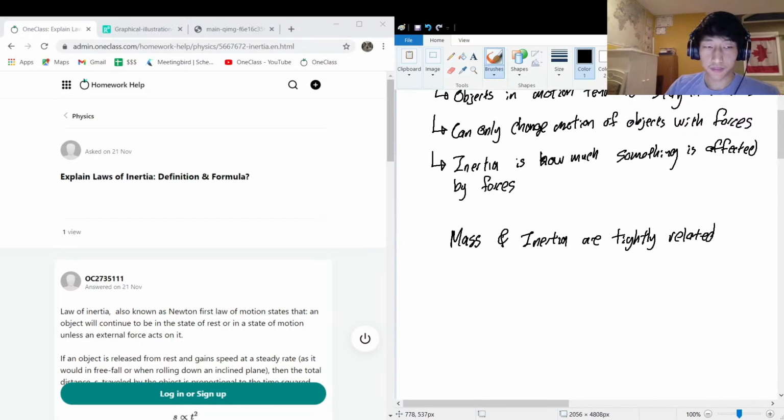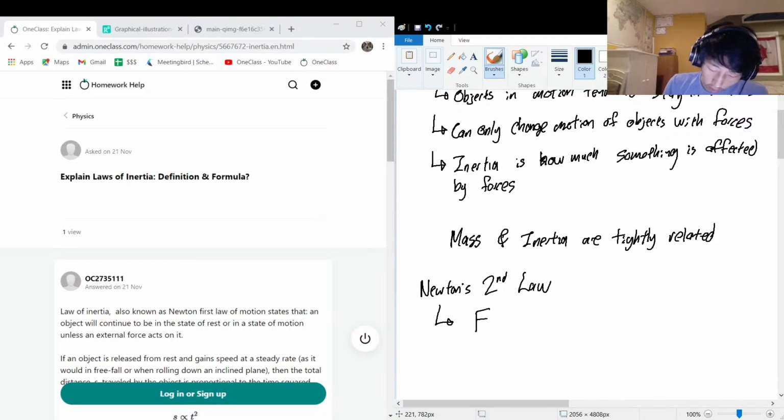Yeah, and it also kind of goes into Newton's second law, which is like the magnitude of the acceleration, because a force always causes acceleration. So Newton's second law. Pretty much Newton's second law is force equals mass times acceleration. So that's force. This is mass, slash inertia. A is acceleration.